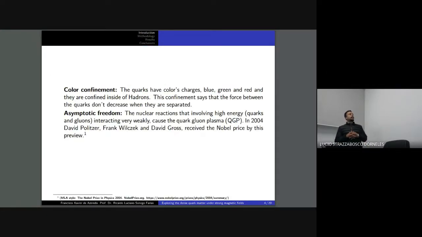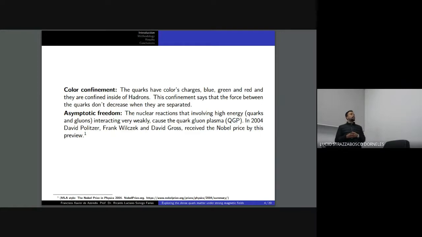So quantum chromodynamics has two important properties. The first property is color confinement, where the quarks have three color charges during the strong interaction. There are the charges blue, green, and red, and this confinement says that the force between the quarks and the gluons doesn't decrease when they are separated. This is the opposite, for example, of the gravitational force.